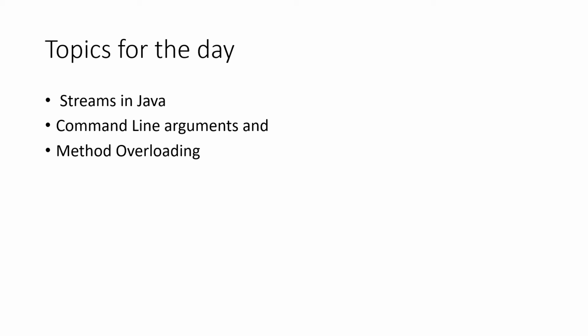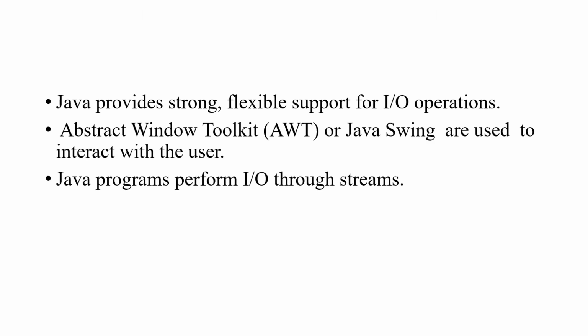Dear students, in this video we will learn what are streams in Java, then command line arguments and method overloading. Java provides strong flexible support for I/O operations. Java Abstract Window Toolkit or AWT or Swing are used to interact with the user. We will see how to develop applications to interact with the system using AWT later.